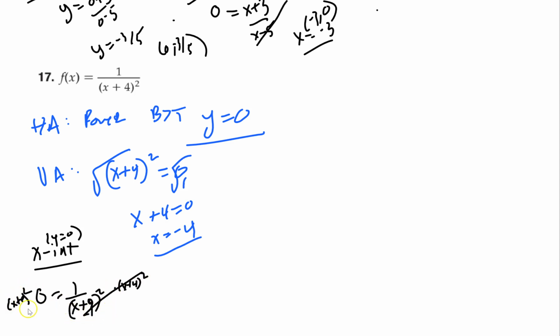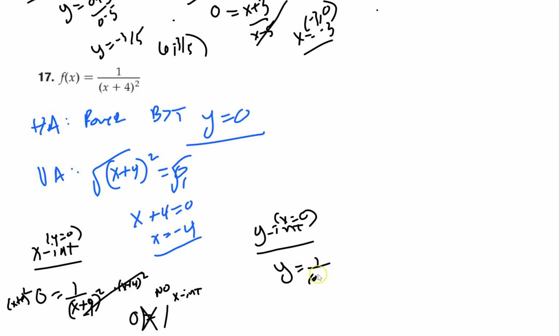Right? These cancel. 0 times anything is 0, so you get 0 equals 1. That's a wrong statement. 0 does not equal 1. So what happens? There's no x-intercept. Until you get something false like that, that means there's none. No x-intercept. Y-intercept. Again, we're going to set x equal to 0. So we're going to have y equals 1 over 0 plus 4 squared, which is 1 over 4 squared, which is 1 over 16. So 0 and 1/16.